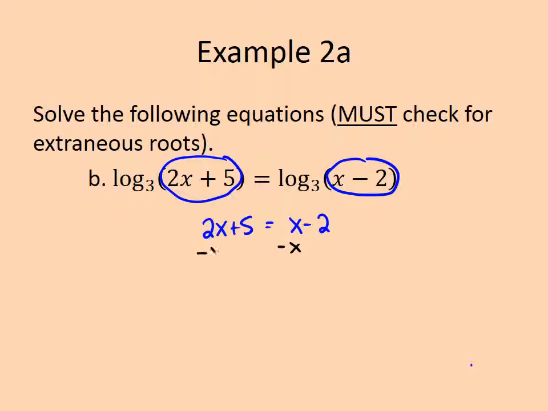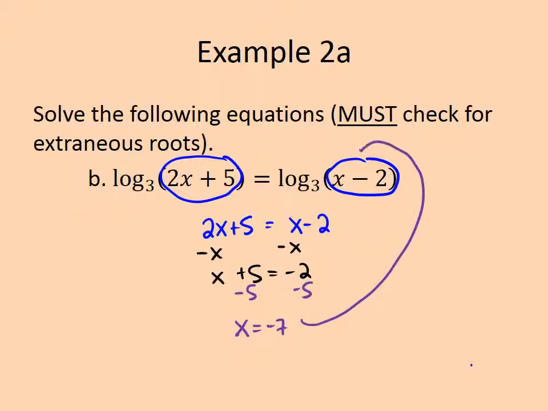Now we'll just solve for x. We'll subtract x from both sides. So I have x plus 5 equals negative 2. And then I'll subtract 5 from both sides. X equals negative 7. Since this is a log equation, we must check for extraneous solutions, which means we need to plug it back into the original equation and see if it makes the log negative.